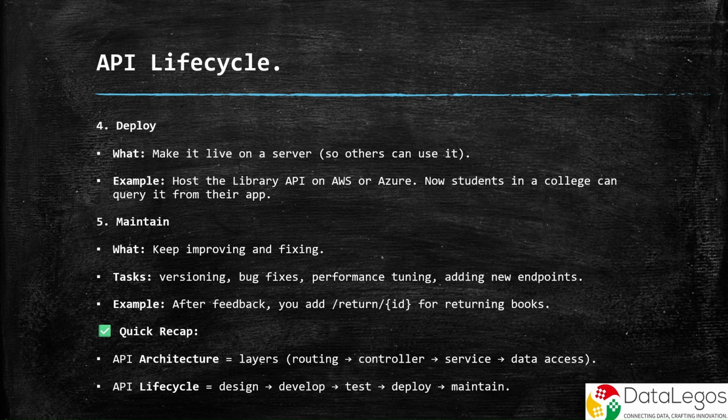So, to recap, API architecture is made of 4 layers: routing, controllers, services, and data access. And the API lifecycle moves from design to develop, test, deploy, and maintain. If you remember the restaurant and library examples, you'll always have an easy way to explain APIs.